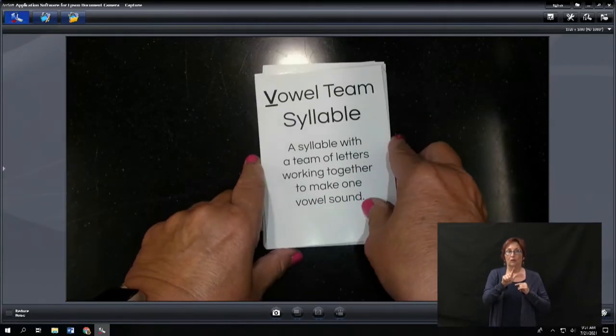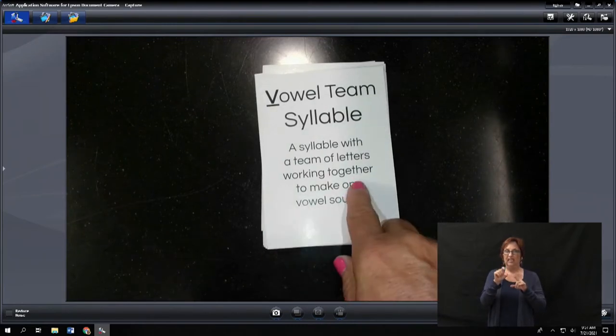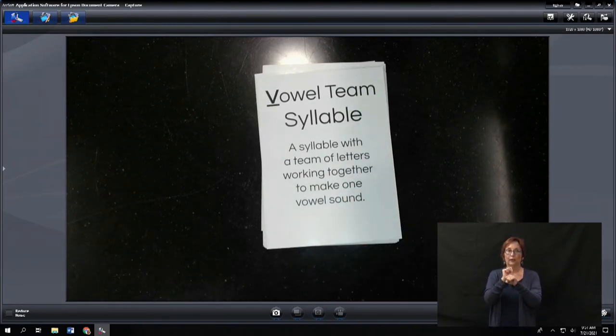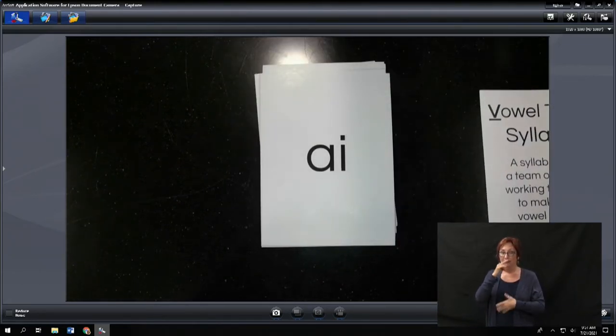what I found when I taught that, and then we would go into every time you say they always say oh. So you don't want to get them into that routine of just looking at the first letter and saying its name. Okay? This is the vowel team syllable card. And it says a syllable with a team of letters working together to make one vowel sound. And they become very adept at figuring this out and knowing this.